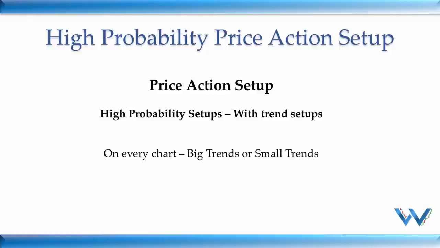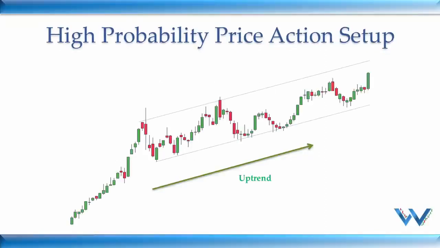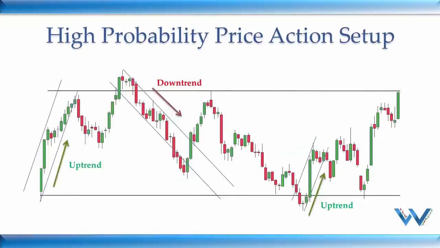There are a few high probability setups, but one of the most important high probability setups that we can identify using price action is a with trend setup. Why? Because on most charts, there are multiple trends being present, whether it is a big trend, the large trend for the day, or just a bunch of small trends that are working inside of a trend range. Unless the trend range is very tight, there are small trends playing out.